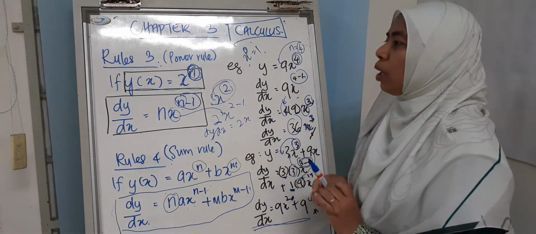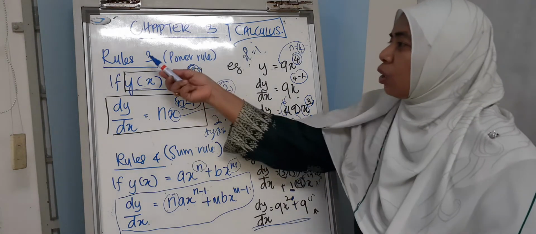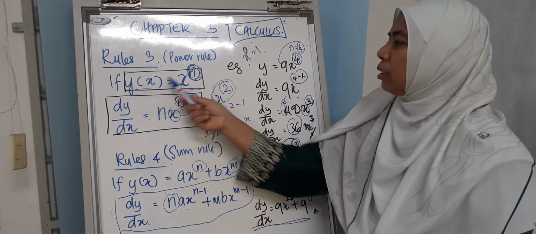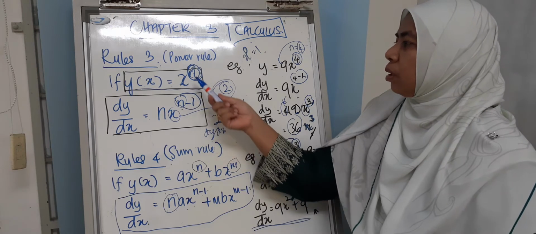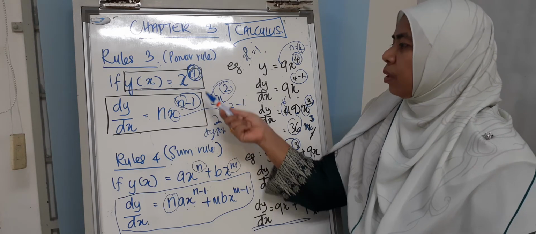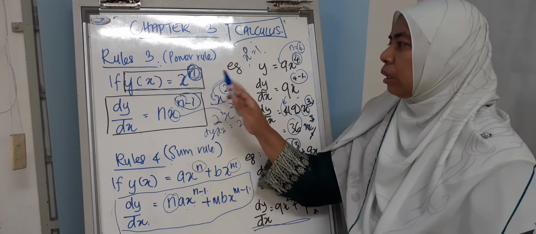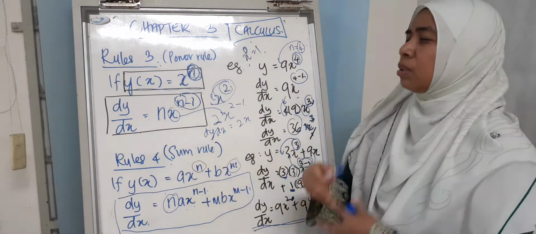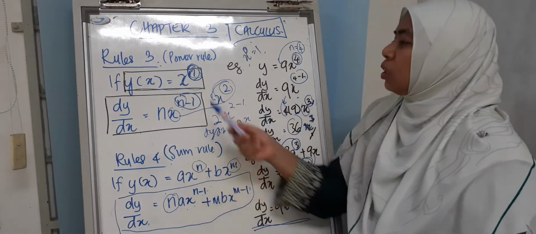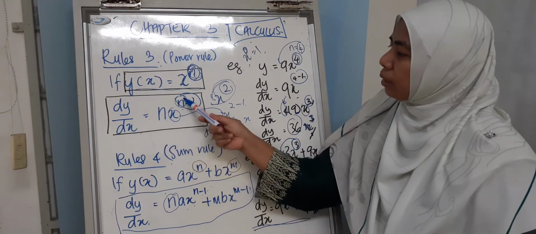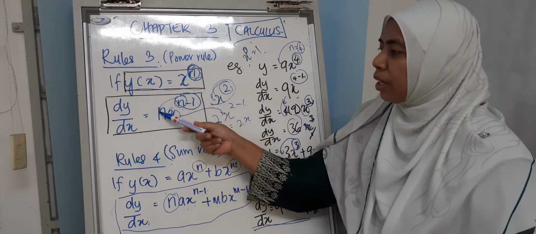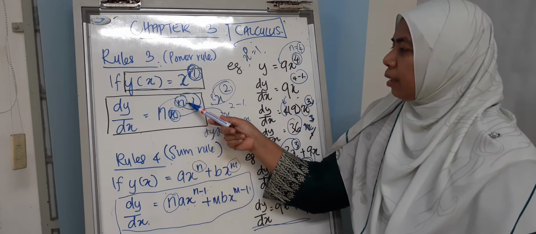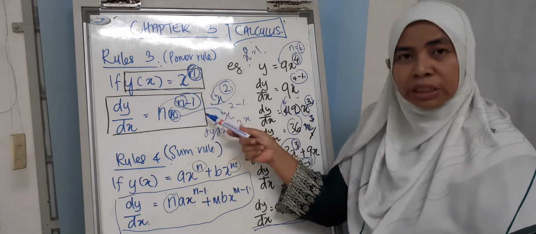Alright class, now you already learned about the first, rule number 3, which I repeat again: y equal to x to the power of anything, for example the power of 3 or the power of 7. So how to differentiate? The value of the power is put in front, times x, and then the power becomes minus 1.